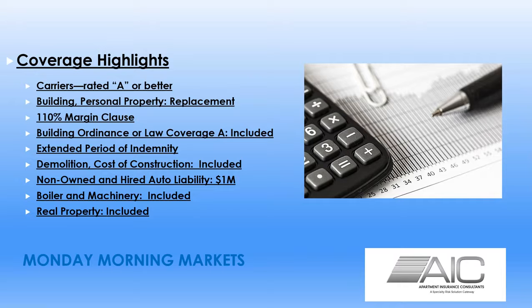Now some complexes have boilers and machinery, boilers for their heaters, that kind of thing. It's included in the property coverage if something happens. They typically have a separate limit. On most of them, they're between 10 million and 100 million, which is more than enough to fix a boiler, I would think.